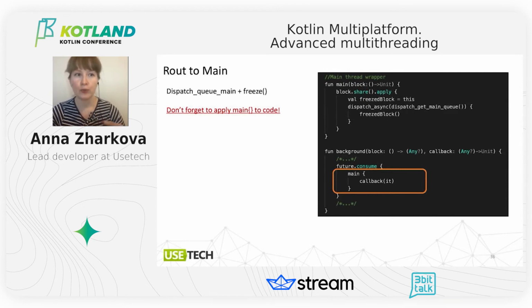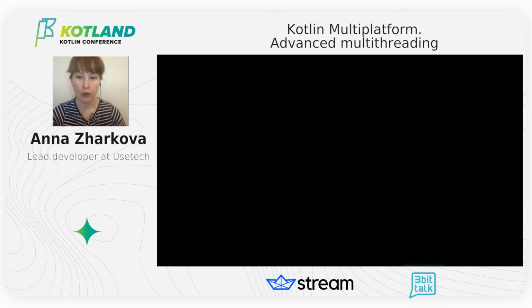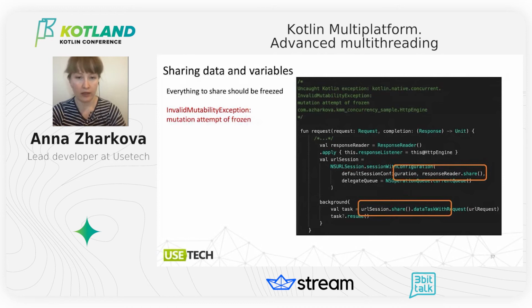Also, we can try to put this main block in our consume block and apply it to our code. Well, everything was done, but at this point we get an exception: invalid mutability exception, mutation attempt of frozen. We should also freeze all the objects we will use in different contexts. For example, we will use a delegate, so we need to share or freeze the link to the delegate. We will use URL session, so we need to share or freeze the link to this URL session and then put it in background working.